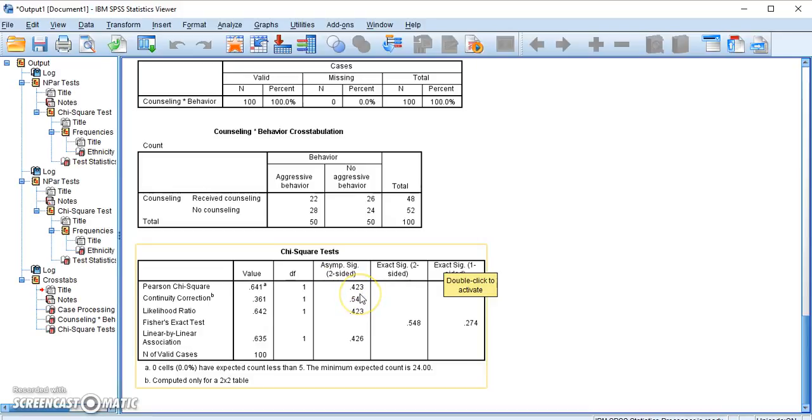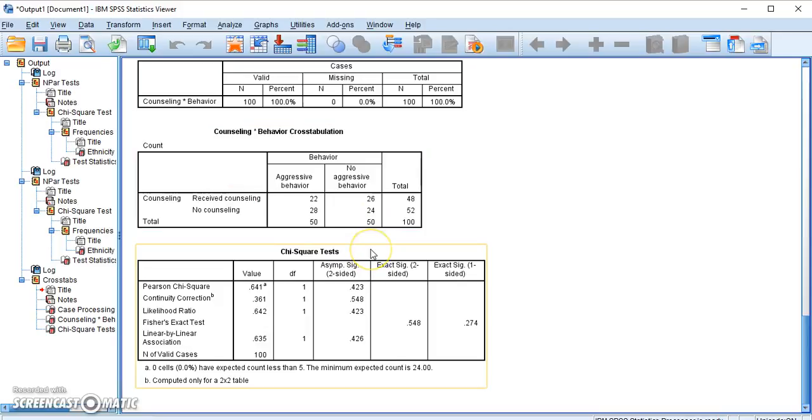In this case, 0.423 is greater than 0.05, which means that our test is not significant. If we think about what our hypothesis is, the null hypothesis is that the two variables are independent of each other. Our alternative hypothesis is that the two variables are dependent on each other. In this case, we have a non-significant result, which means that the two variables are not dependent, or the two variables are independent of each other.